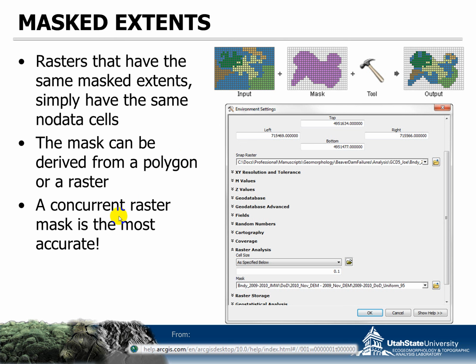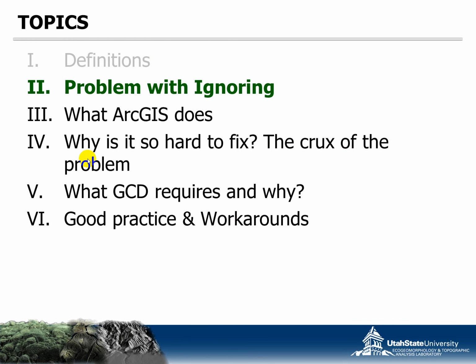If you use a concurrent raster mask, that is going to be the most accurate, because if I had a polygon along here, I would have to generalize about where that boundary is, or make some sort of assumption if it's covering all of the cell or part of the cell, where do I clip that off? And if the raster I was using as a mask raster was not concurrent, then I'm going to have some sort of interpolation problems as well. So the most accurate would be a concurrent raster mask.